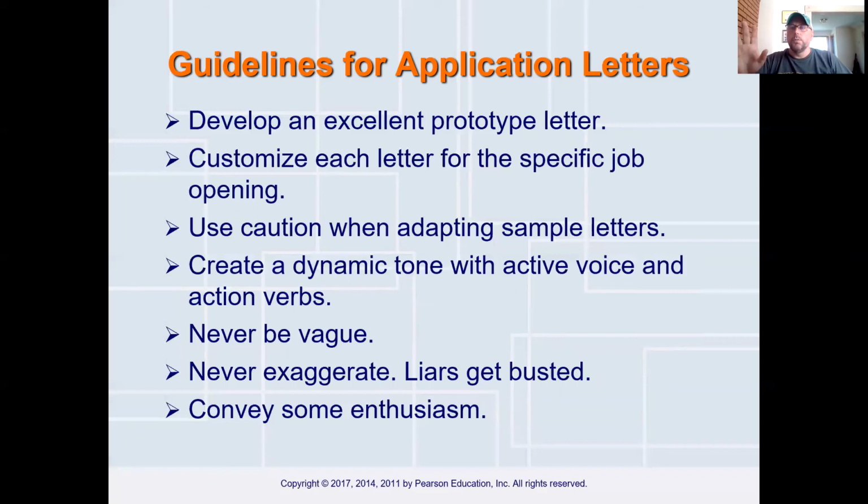Instead, make sure that you get people to proofread it and make sure that you proofread it yourself as well. Use caution when adapting sample letters, like I just said. Create a dynamic tone with active voice and action verbs. You want to use good, positive action verbs, okay? Never be vague. Don't leave a statement out there that leaves any room for interpretation, okay? Be clear. Never exaggerate.